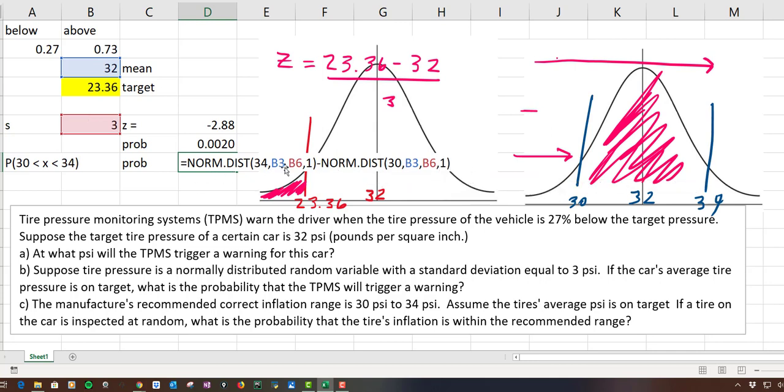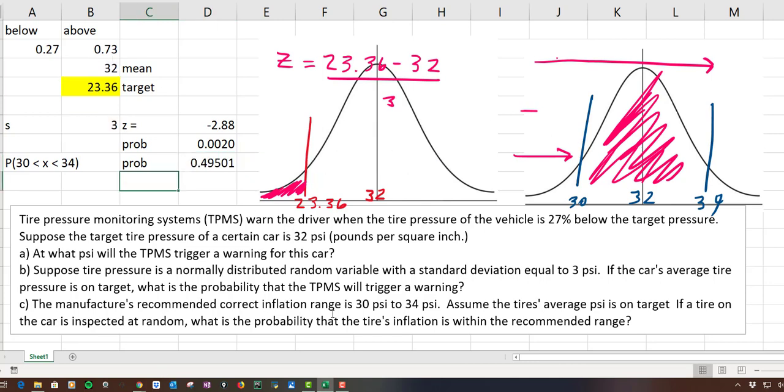Okay, so that gives me this one formula. It says find the probability all the way up to 34, find the probability all the way up to 30. Notice when you subtract that, that gives you this middle area. And so I hit enter, and once again, I can format this so it's rounded to 4 decimal places, and that's how you get that probability.